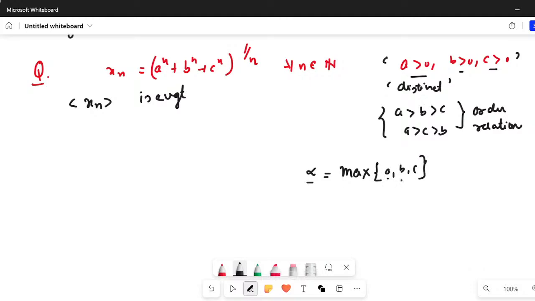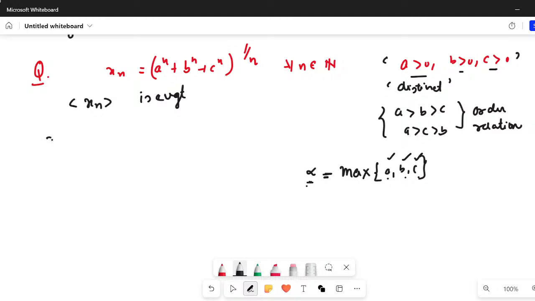Now if a is maximum, alpha would become a. If b is maximum, then alpha would become b. And if c is maximum, then alpha would become c. So I'm defining this alpha, which is nothing but the maximum of a, b, c. If a is maximum, alpha becomes a; if b is maximum, alpha becomes b; and if c is maximum, alpha becomes c.